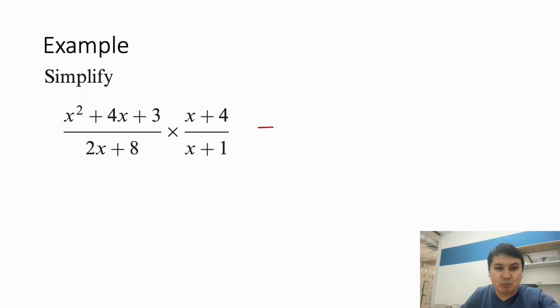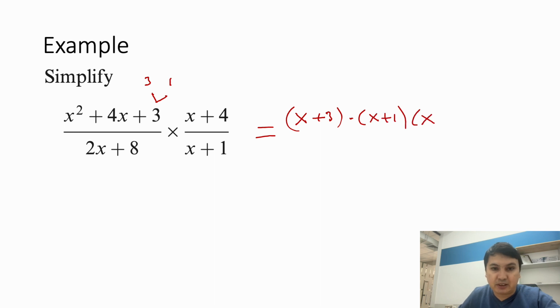Okay, a little more complicated. So x squared plus 4x plus 3. So here I can do it like 3 and 1. If you multiply 3 by 1, this is 3. If you add, you get 4. So it means I can factor the first expression as x plus 3 times x plus 1. And then I have the x plus 4 term coming from the second expression, right? Here.